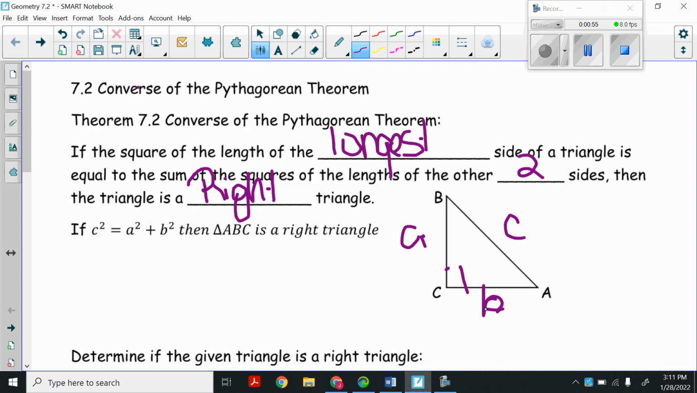So with the Pythagorean theorem, we start out knowing that we have a right triangle, then we know a squared plus b squared equals c squared. With the converse, we start out knowing a squared plus b squared equals c squared, then we use that information to say, therefore, we have a right triangle.